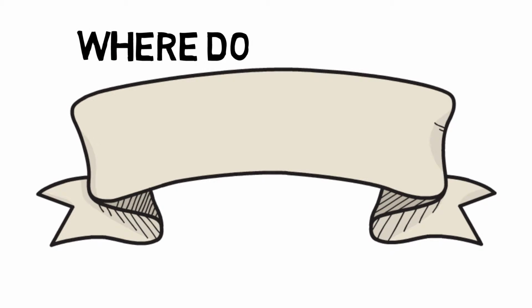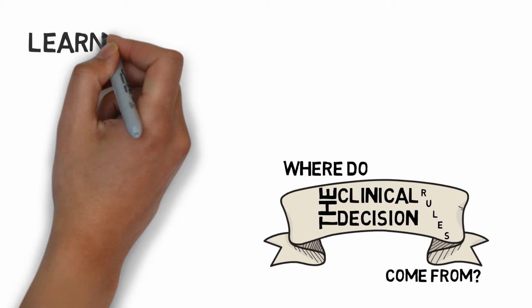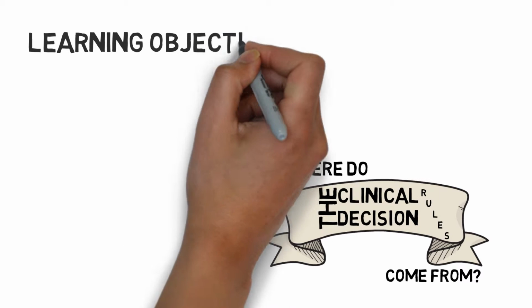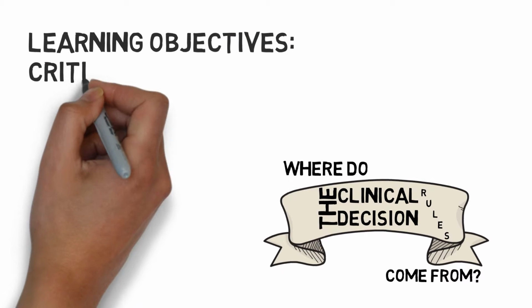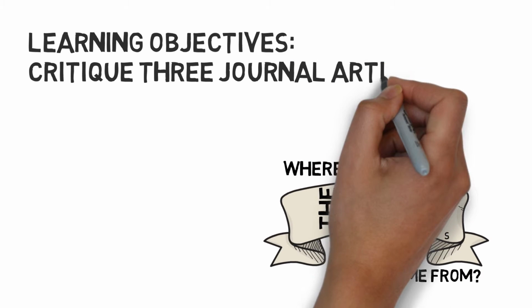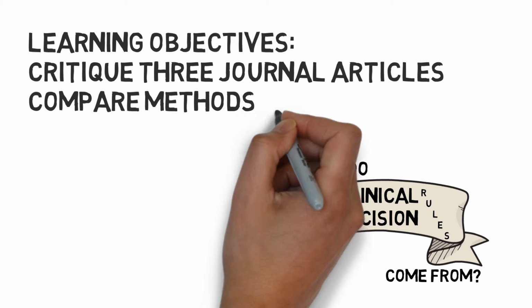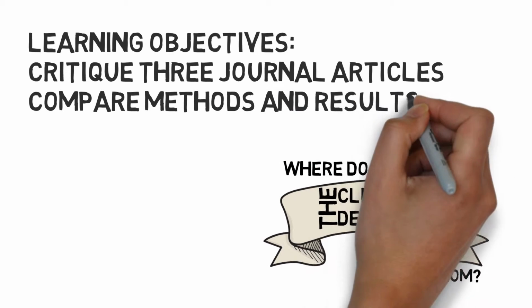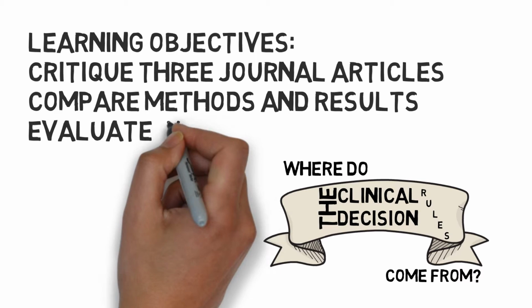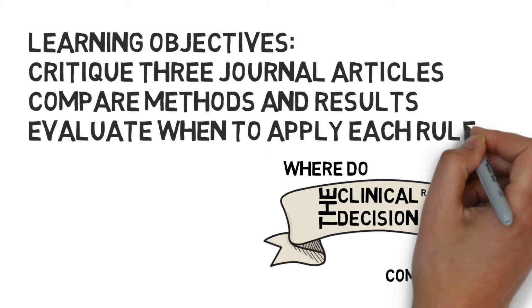Where do our decision rules for syncope come from? By the end of this video, you should be able to critically appraise 3 journal articles that attempt to validate the San Francisco and Boston syncope rules. You'll be able to compare the methods and results of these 3 studies and to evaluate the appropriateness of applying each rule in different scenarios based on an understanding of how each rule was derived.